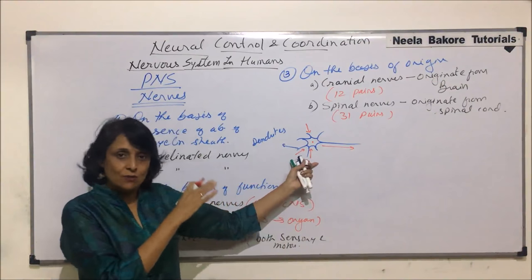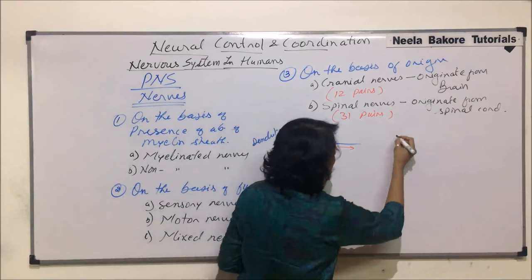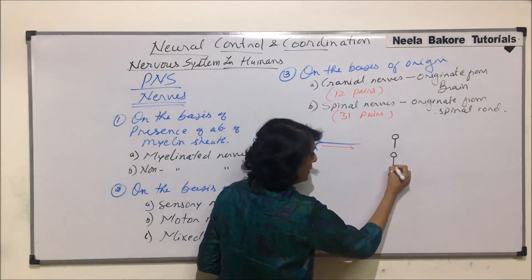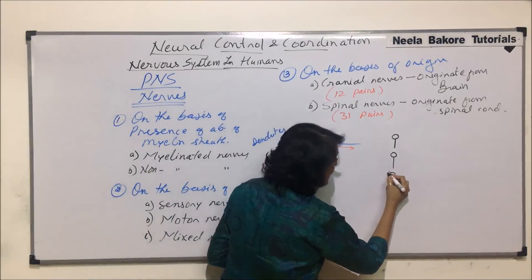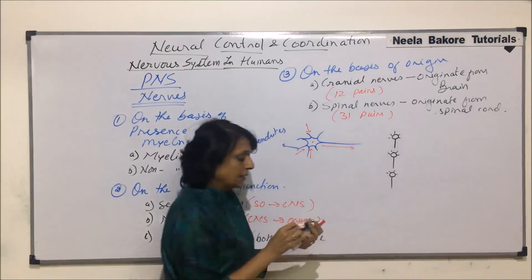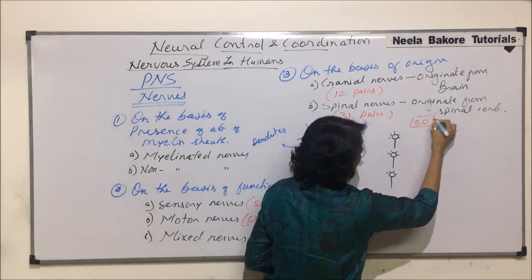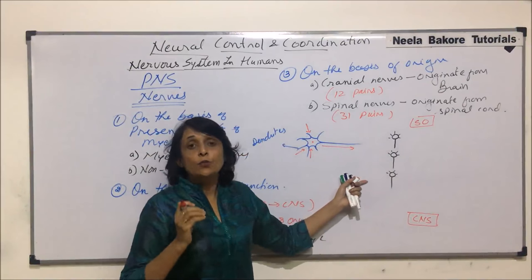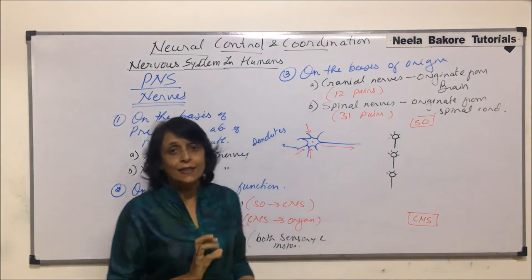I'm going to replace this structure with a simple structure. Say, if I draw neurons like this, this is the cell body and its axon. This is another cell body and its axon. Cell body and its axon. And let us make these small dendrites here in order to understand the direction. If here is the sense organ and this is CNS or central nervous system. In which direction is this nerve fiber going to conduct the impulse?